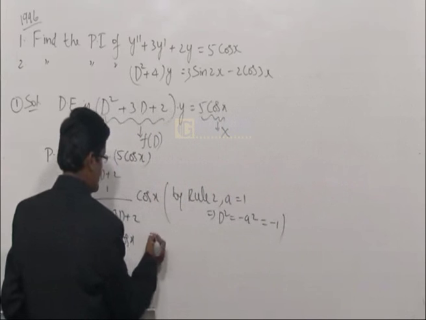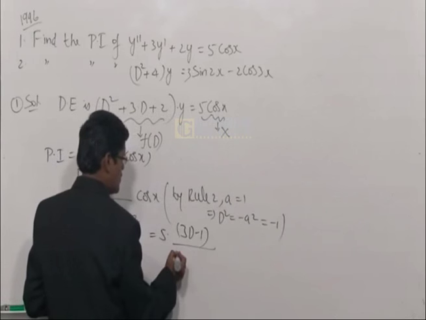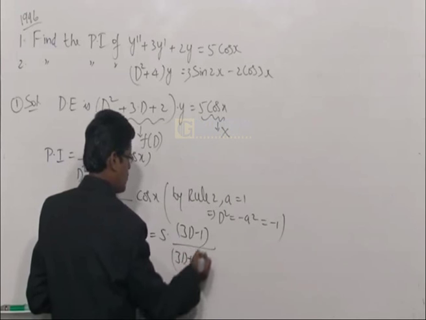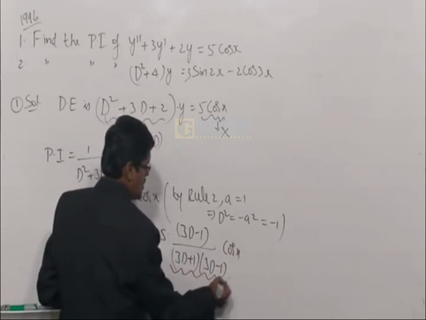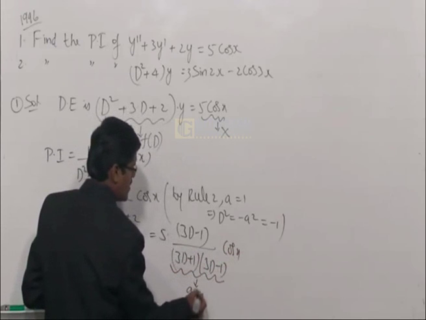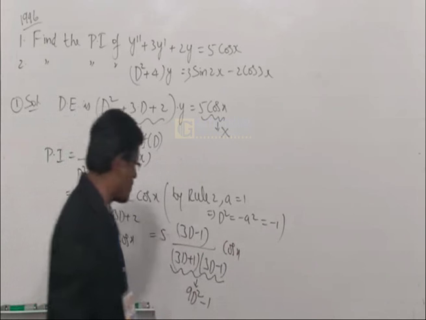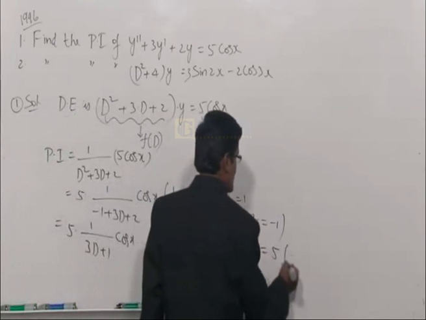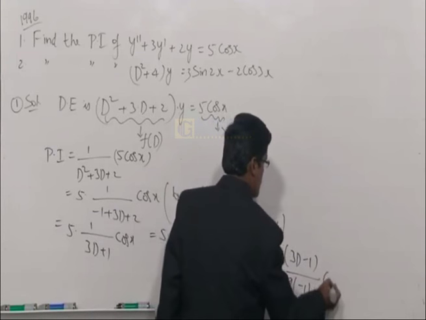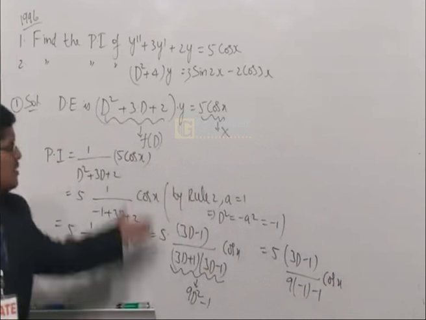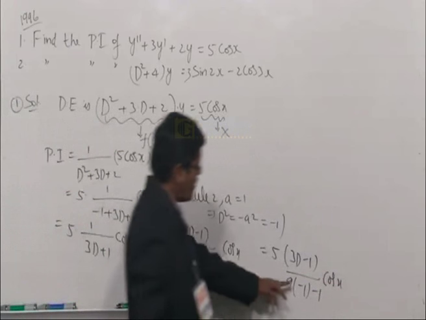So this becomes 5 times 3D minus 1, I am multiplying with numerator and denominator. So 3D plus 1 into 3D minus 1 into cos x. Now this denominator is in the form of a plus b into a minus b, a square minus b square, in such a way that we got a D square term. Again put D square is equal to minus a square. So this is 5 times 3D minus 1, 9 into minus 1, cos x. Again I apply the above rule, rule 2, putting D square is equal to minus a square. So 5 by minus 10.